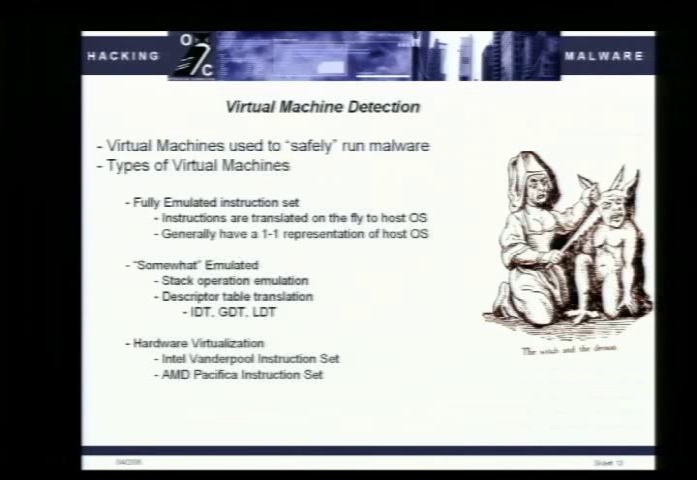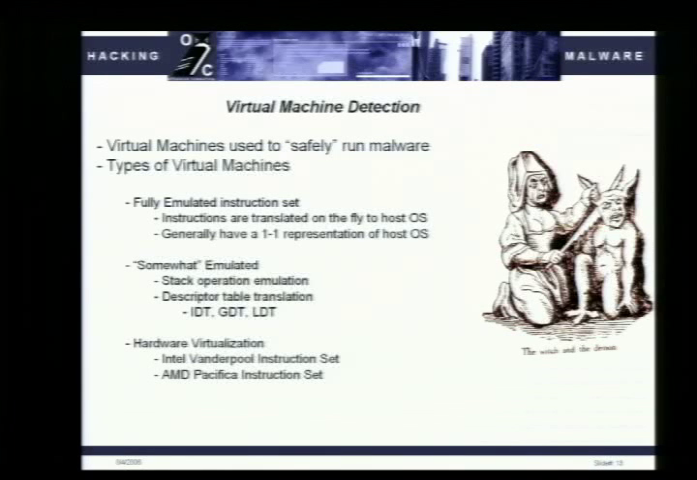So virtual machines are important for the malware analyst because it's important to have some level of safety. You don't want to infect your root machine. Not that it doesn't happen, but there's a few different types of virtual machines. The first one is a fully emulated instruction set, and this is where the instructions are translated dynamically on the fly from the host OS. These have 100% of it being emulated. Things like Bochs, it's really slow. That's because it's doing this one-to-one emulation.